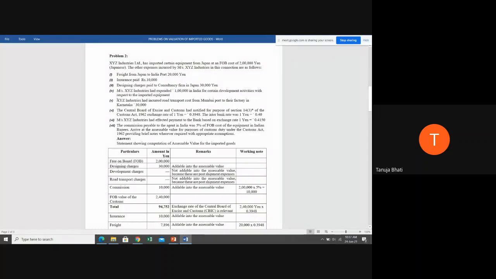Next. XYZ Industries had incurred road transport cost from Mumbai port to their factory in Karnataka for 30,000 rupees. Once the goods have reached the Indian port and are cleared, with customs duties paid, from that Indian port to their factory they are paying some local transport. Should that be included in calculating the assessable value for valuing the customs duty? Yes, students?